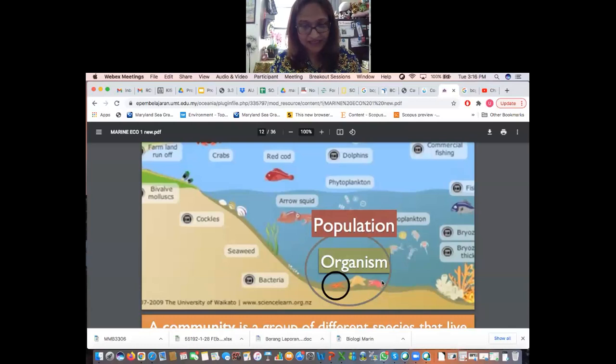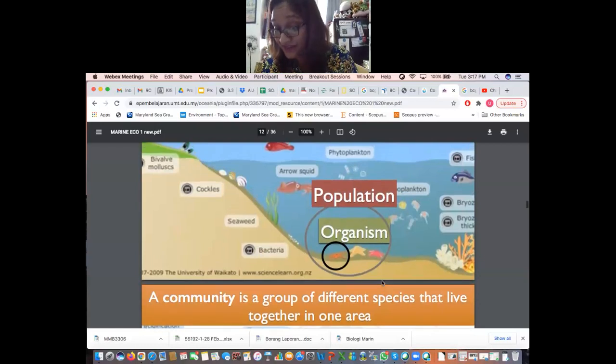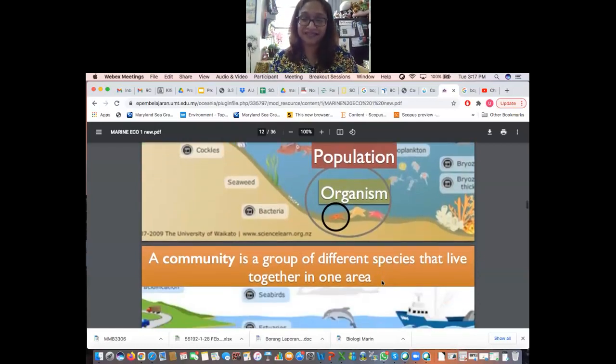The three of these are sea stars. Can it not be a population? What do you think? I would like you to give me this answer tomorrow. I don't think so, I have the next answer. So please give me an answer for this.